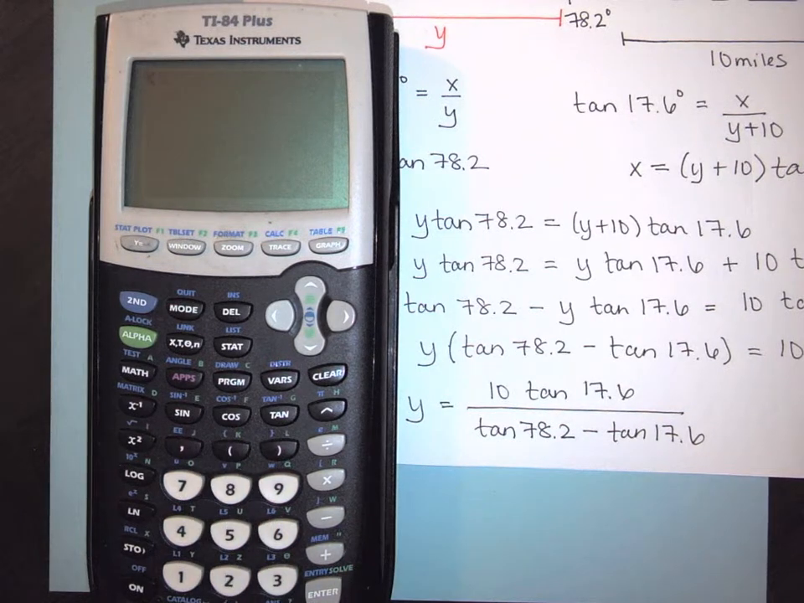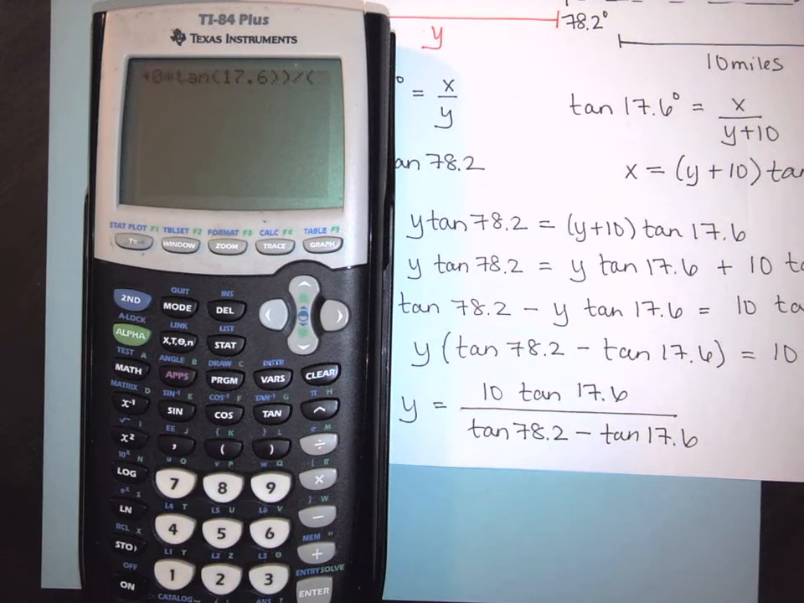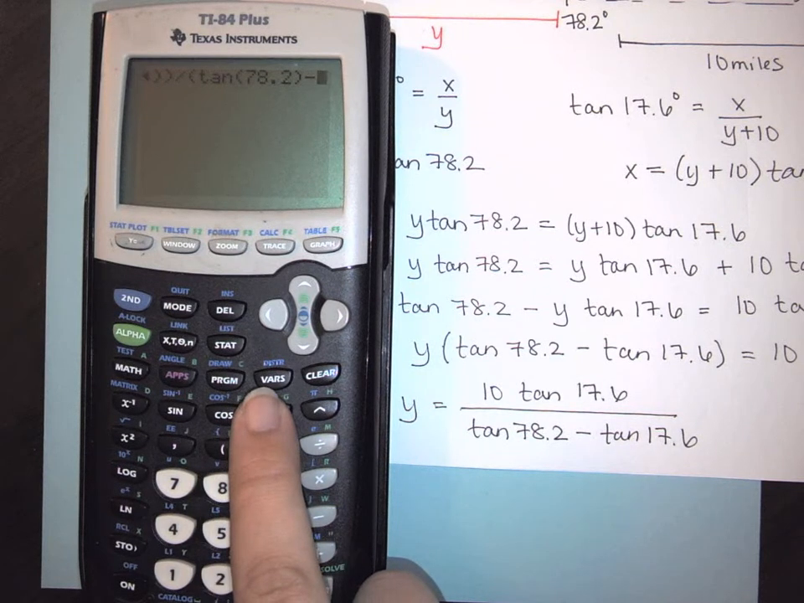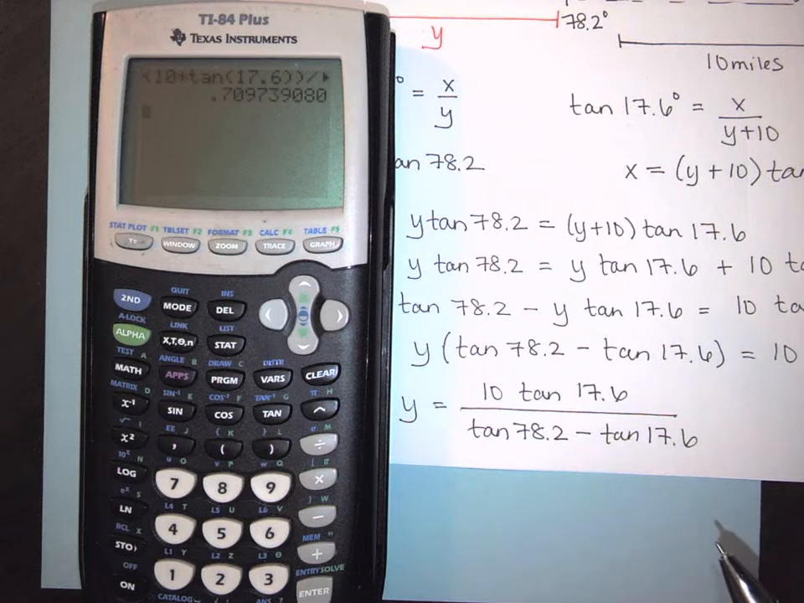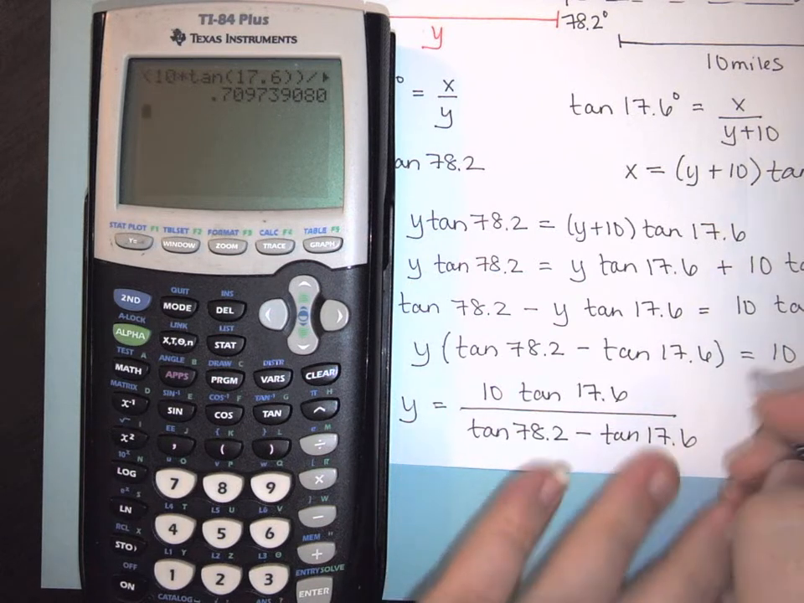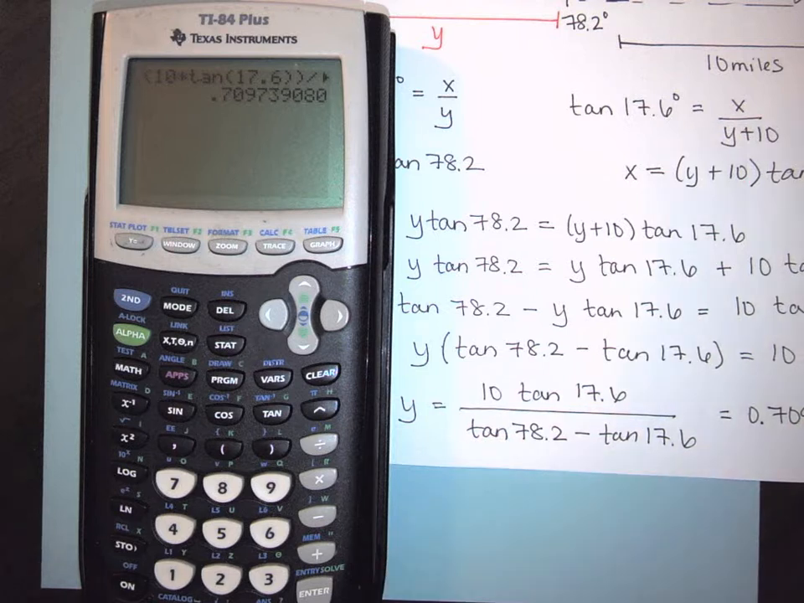is, first we're going to open up parentheses, and we're going to do 10 times the tangent of 17.6 and close off the top. We're going to divide that, and we're going to open a new parentheses. Here we're going to do the tangent of 78.2, close it, and we're going to subtract the tangent of 17.6. Then we're going to close it, close off the bottom, and hit enter. And here we come out with Y being 0.7097. Okay.